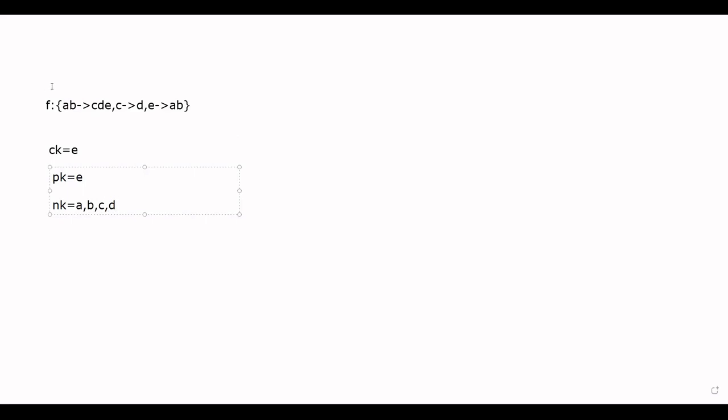What is your AB? AB is NK. But here you are getting E, so you can split it into two. It can be written as AB tends to CD and AB tends to E. You can write it separately, no issues with that. So in that case, AB tends to CD. What is AB? AB is NK. And what is CD? CD is also NK. So it is NK tends to NK. Now if you see AB tends to E, AB is NK tends to E. What is E? E is PK.